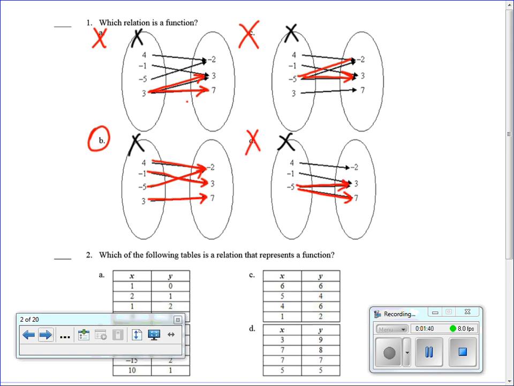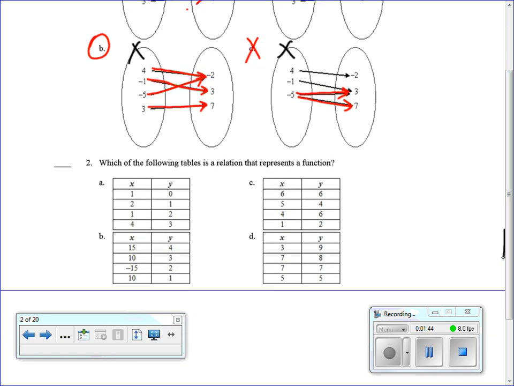When we look at 2, this is a table. It says, which of the following tables is a relation that represents a function? Well, in this table, we are looking to see if the x values repeat. So in A, we see that 1 occurs twice. It is going with 0 and with 2. So by our definition of a function, this would not cut it.